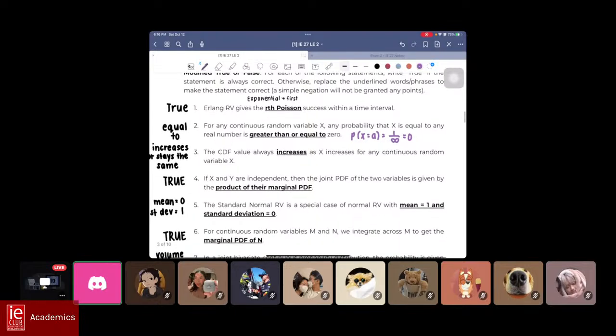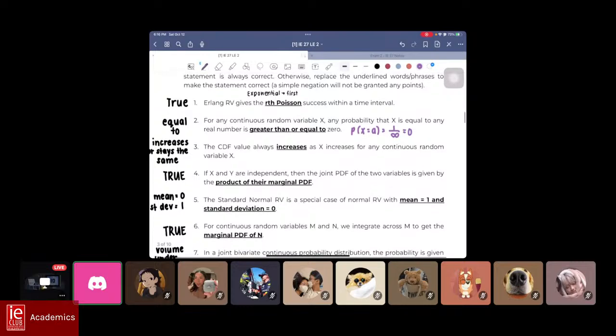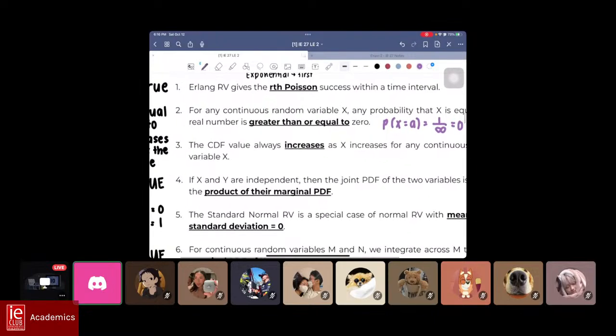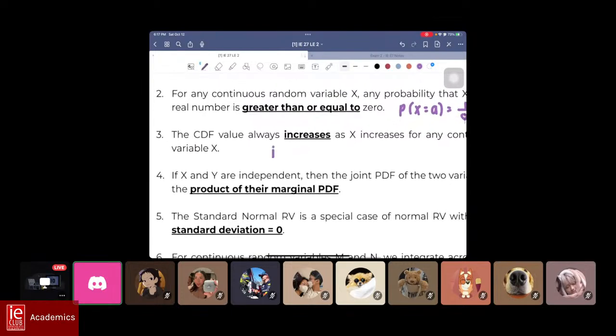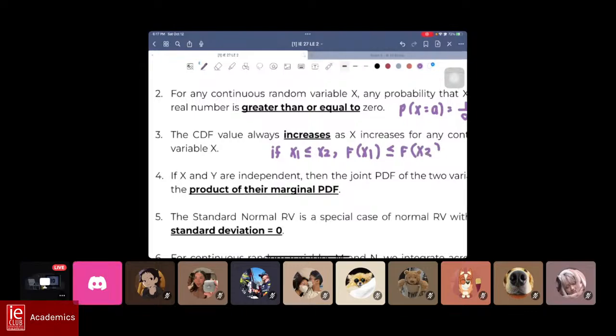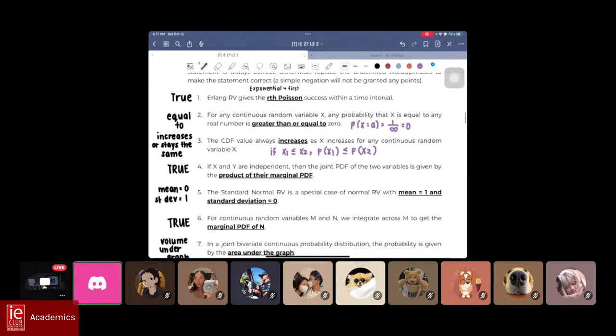For the next one, it says the CDF value always increases as x increases for any continuous random variable. So for this one, I think there's also a property that if x1 is less than or equal to x2, then f of x1 is less than or equal to f of x2. So it's not always increases, because it's possible that it also stays the same even if x increases.